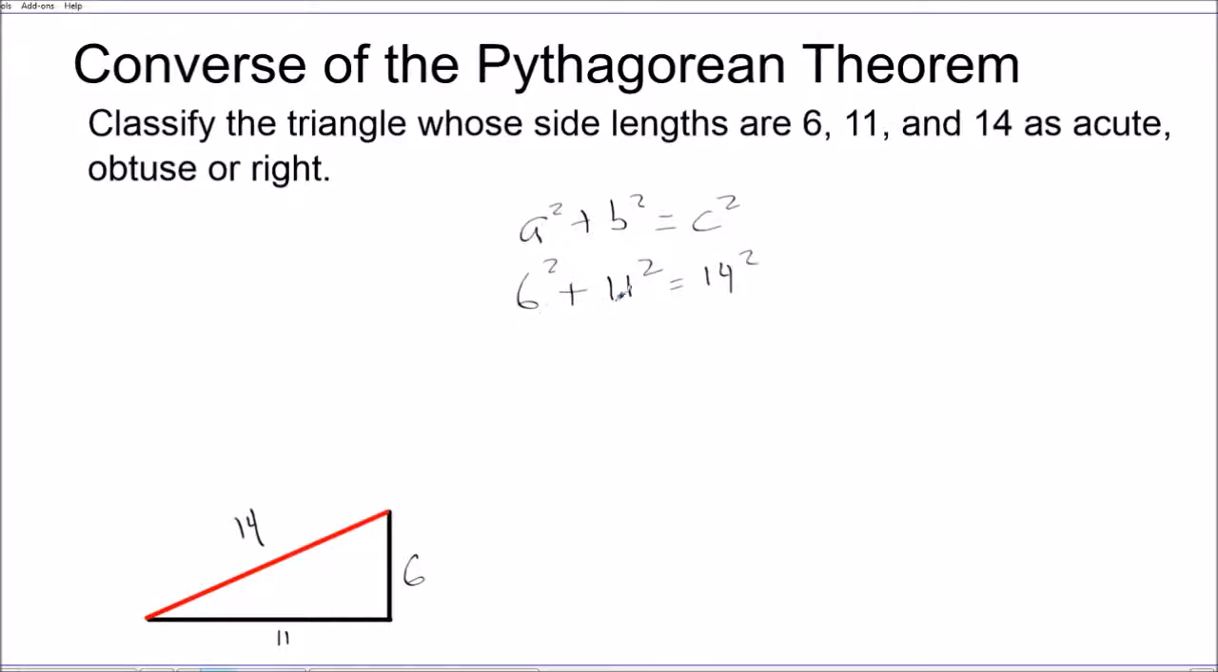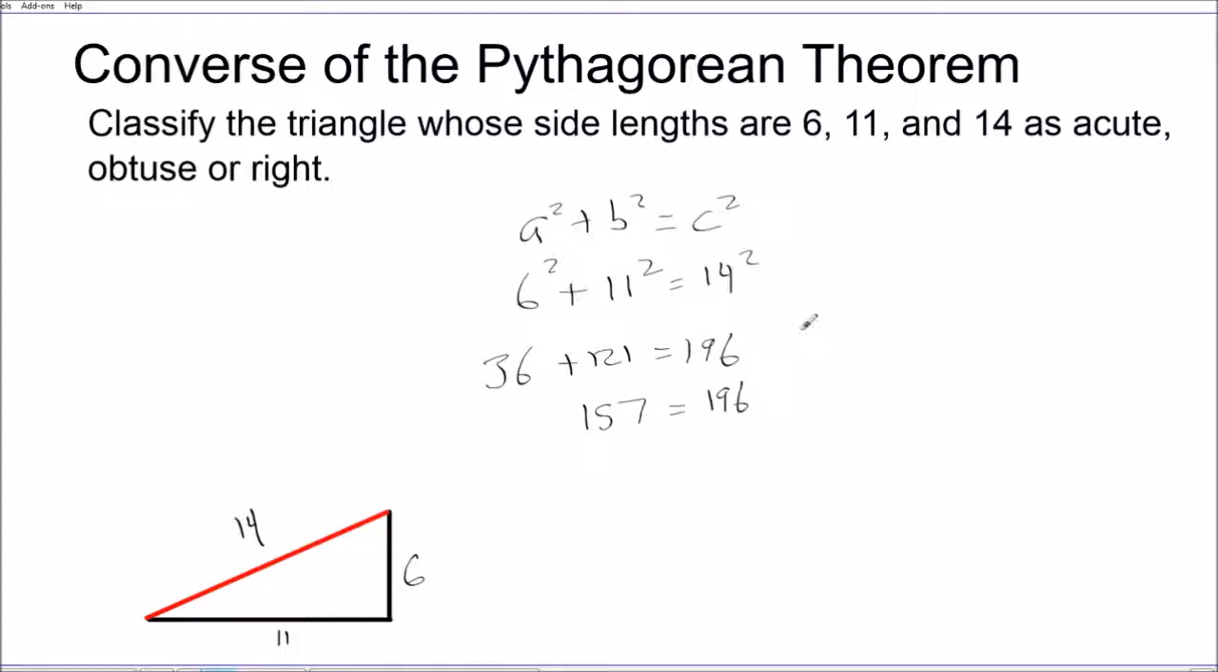Now, if you change the order on the 6 and the 11, it's not going to hurt you because it's addition, right? It's commutative. But if you pick the wrong number for c, it's trouble. So always the largest number goes for c. Okay, now let's simplify these. That's 36 plus 121 equals, and make sure you don't actually add them together yet because we need to incorporate the 14 squared. That's 196. This now says 157 equals 196.